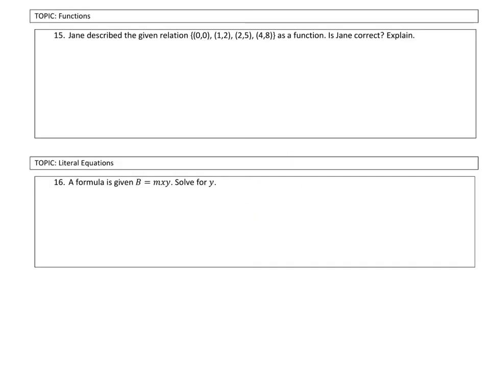Okay, the last 2 questions are review of past topics. The first one is on functions. It says that Jane describes this given relation as a function. Is she correct? So of course, when you are verifying if a set of ordered pairs is a function, all you're doing is looking at the x values and basically asking, do they repeat? And so yes, she is correct. No x values repeat.